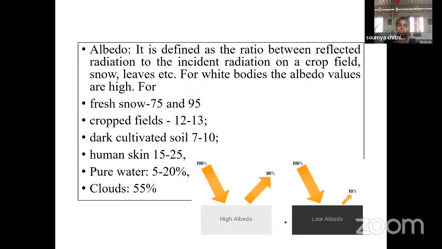So the next term is the albedo. Albedo is nothing but the reflection. So how much radiation is being reflected by a particular thing. It is defined as the ratio between reflected radiation to the incident radiation on a crop field. Say for example, when 100% of light is being received by a particular thing, it is reflecting back 80%.